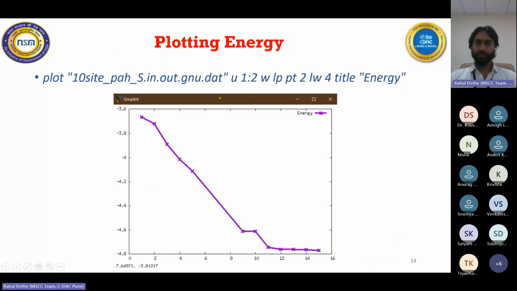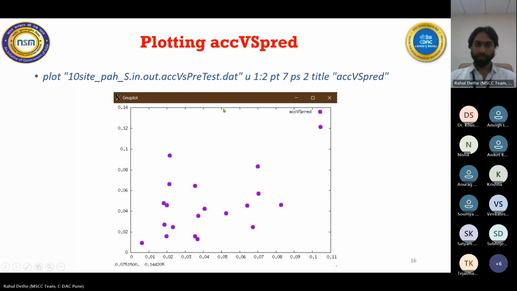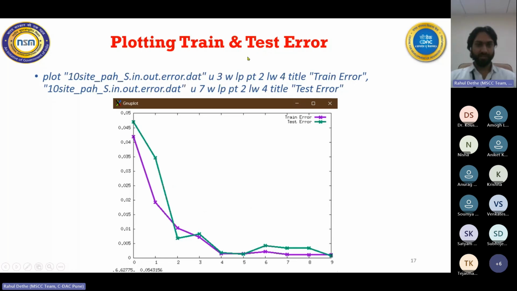So the graph for the energy shall look something like this. For spin, this is the graph. For the one plotted on the accuracy graph. And for the last graph, that is plotting train and test error, this graph should look something like this.